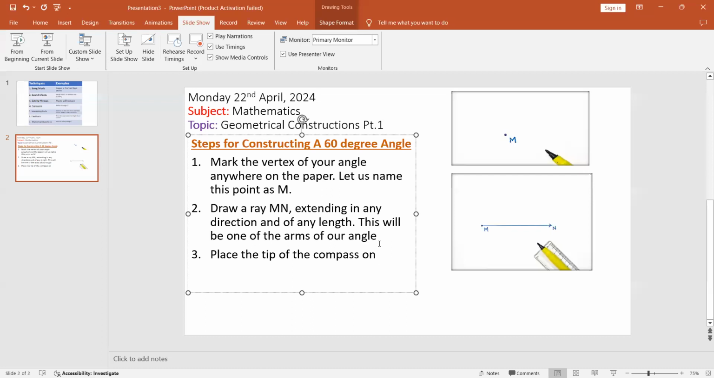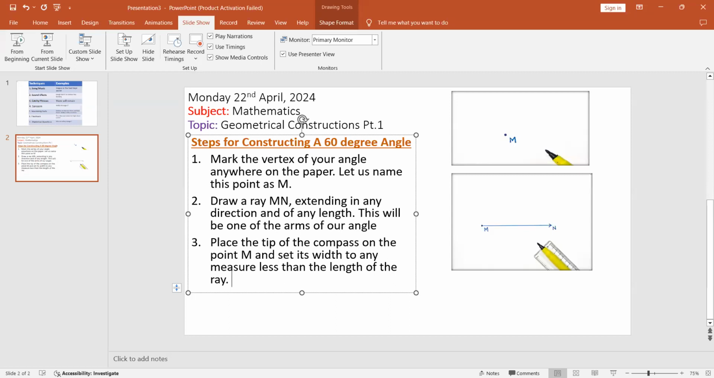So place the tip of the compass on the point M, right? And set its width to any measure less than the length of the ray.